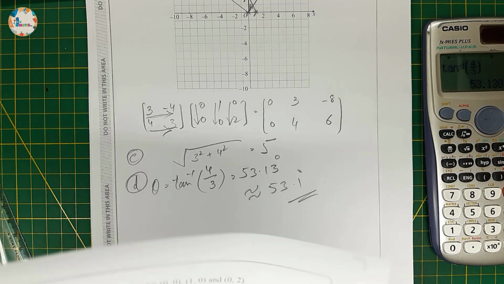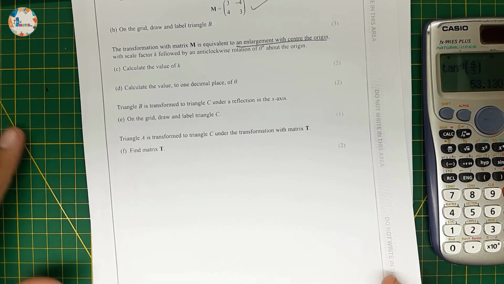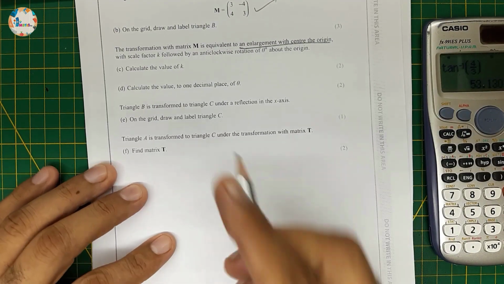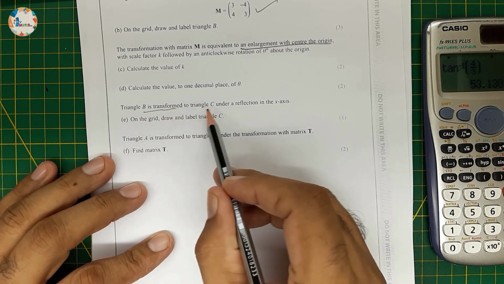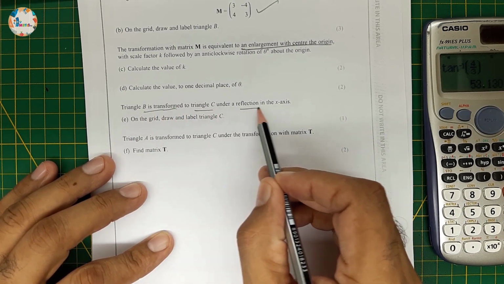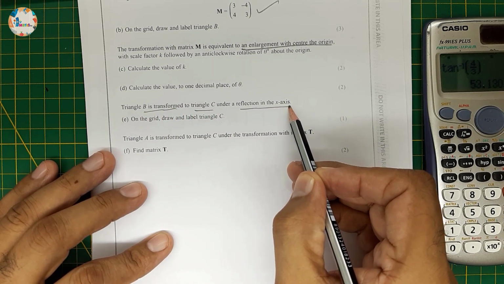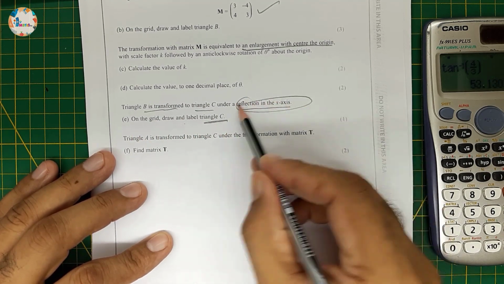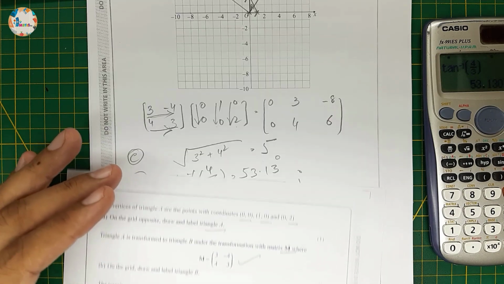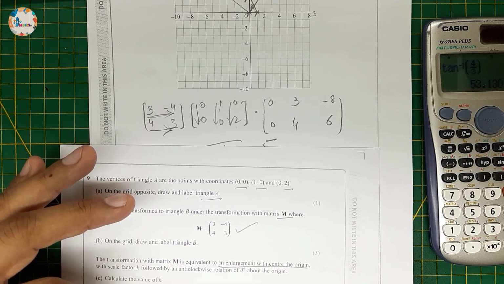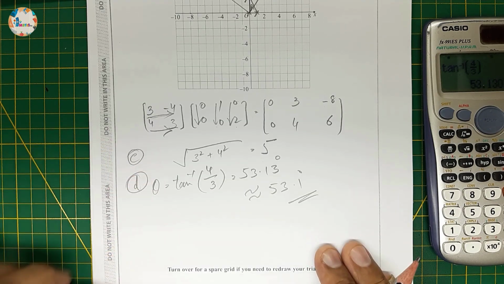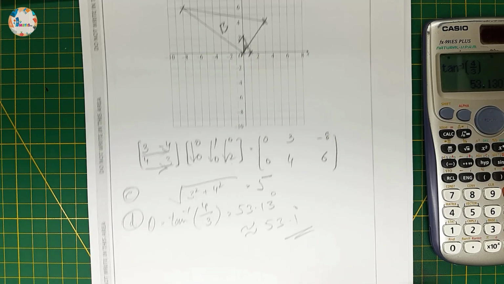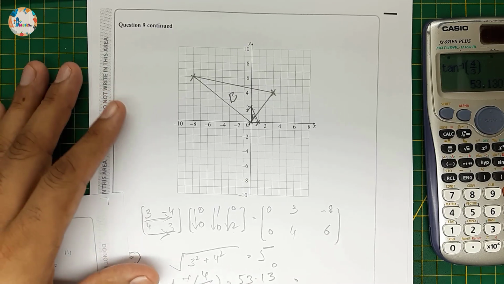Then they are saying for this one, E part, triangle B is transformed to triangle C under the reflection in the x-axis. On the grid, draw and label the triangle C. So reflection in x-axis for triangle B. So reflection along x-axis we will draw for triangle B.